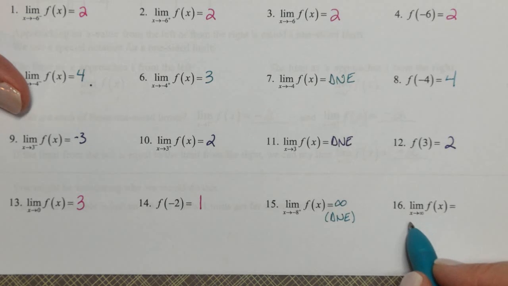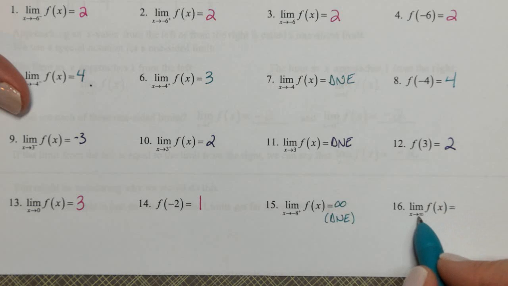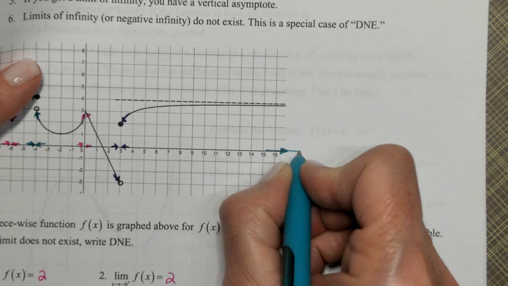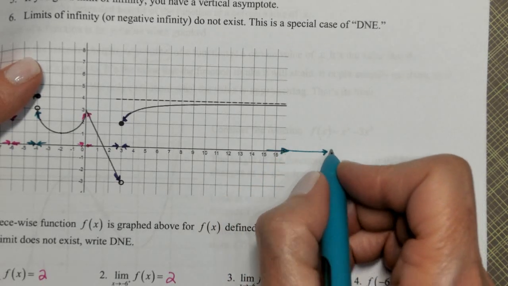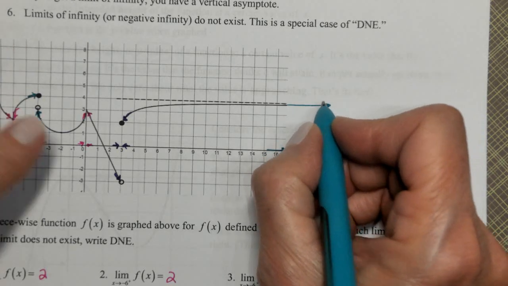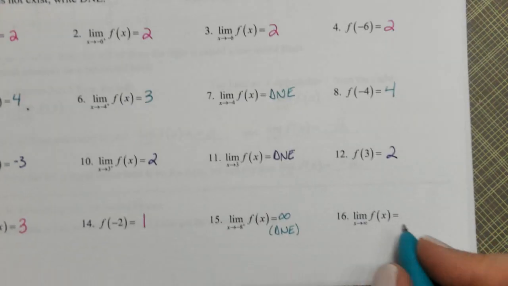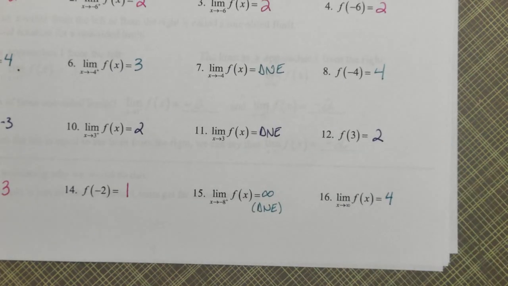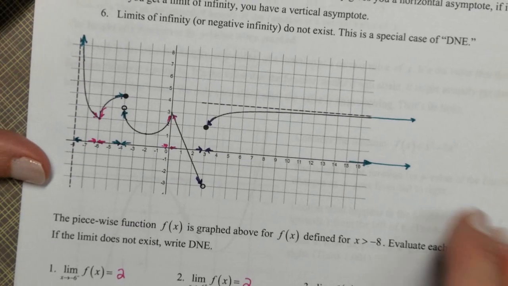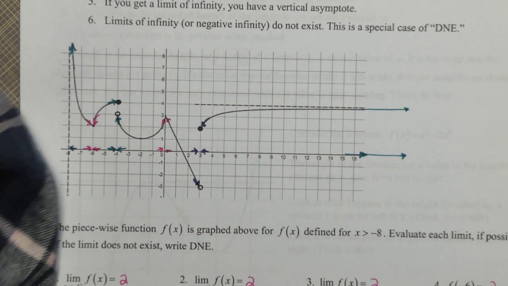Okay, what happens as x approaches infinity? What is the function value as x approaches infinity? What is y approaching? What is y getting closer and closer to? Y is getting closer and closer to 4. So this limit is 4. And that is how to use a graph to find a limit, and it's our introduction to one-sided limits.